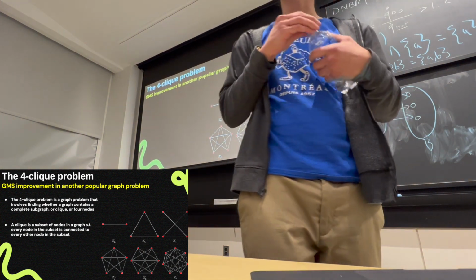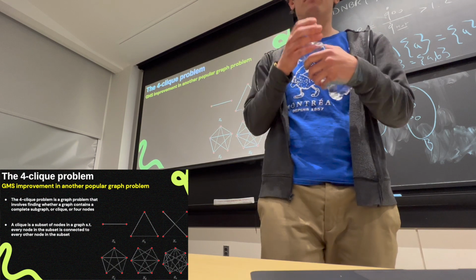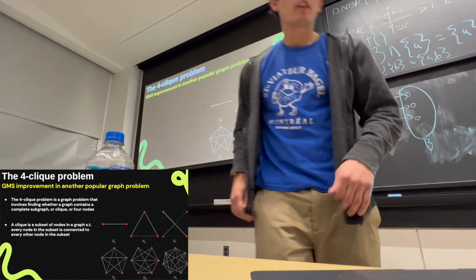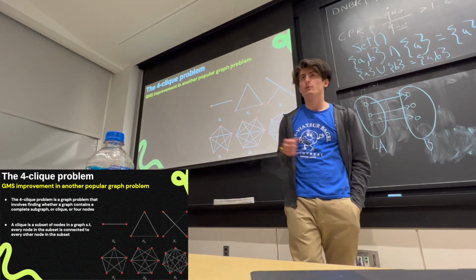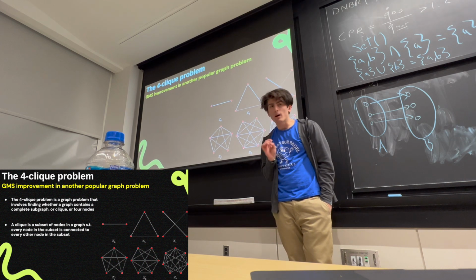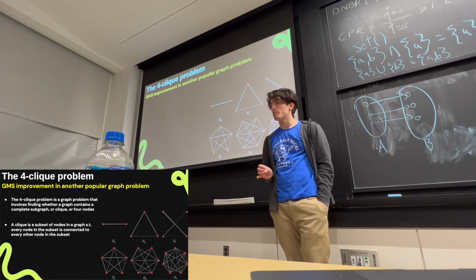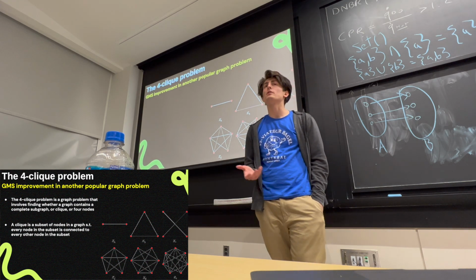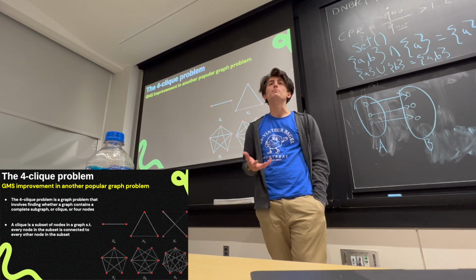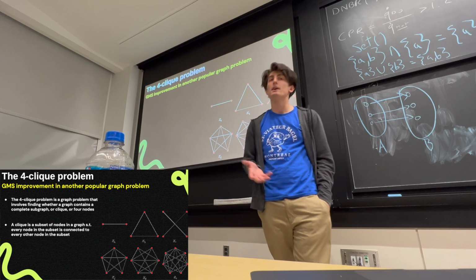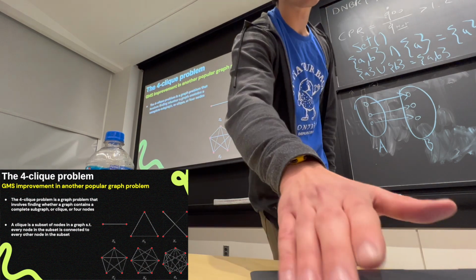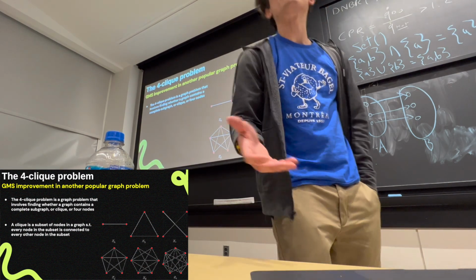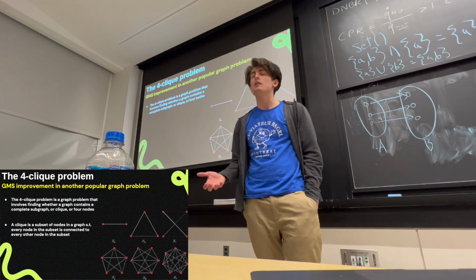So another problem we were discussing in this graph and in the research that went into this is called the Four-clique problem. This is another popular graph problem that can be improved by the GMS benchmarking suite. But what exactly is it? Let's get a refresher on the Four-clique problem.